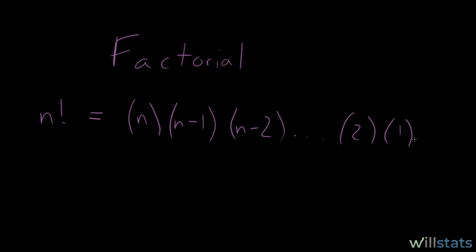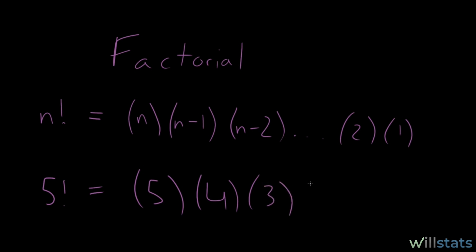So let's try an example. 5 factorial is equal to 5 times 5 minus 1, which is 4, times 5 minus 2, which is 3, times 2, times 1. So that's going to be 120.